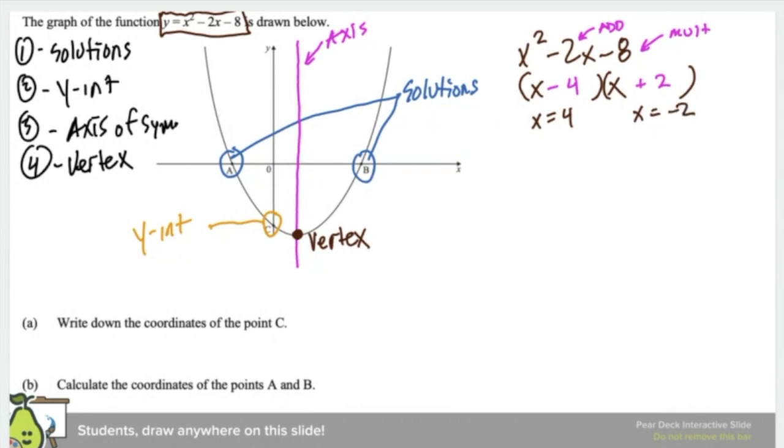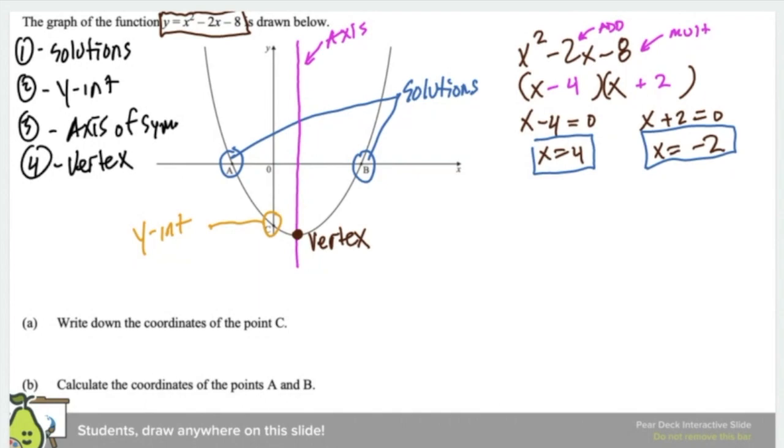And just in case you forget how I got those numbers, let me show you. So we said that these are the solutions, meaning when y equals 0. So I'm saying x minus 4 has to equal 0. What does x have to be? Oh, x has to be 4. x plus 2 has to equal 0 because it's a solution. So x has to be negative 2. So I have 2 solutions here. I have this one and this one.